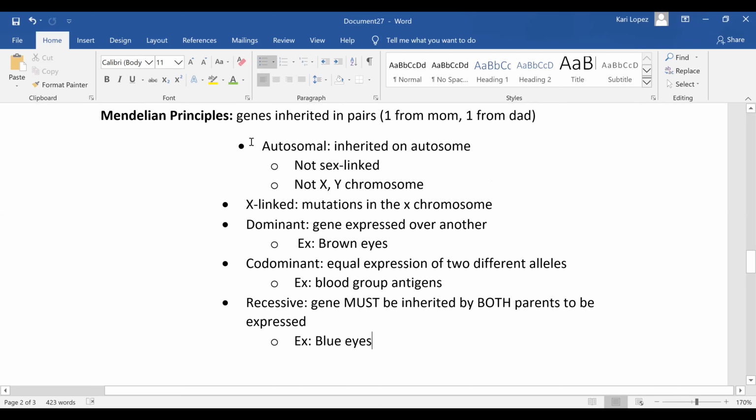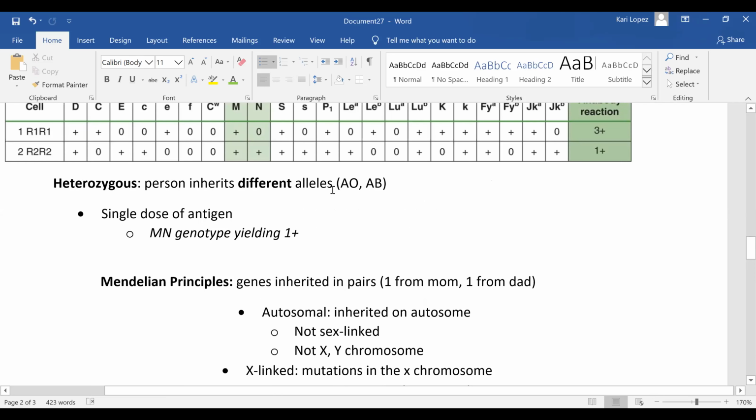My parents don't. Oh, they can carry it. I'm sorry, they don't have to both have it. They both have to carry the gene, but they don't have to both express it. So the gene must be inherited from both parents, but they have two genes, and the brown eyes is dominant.